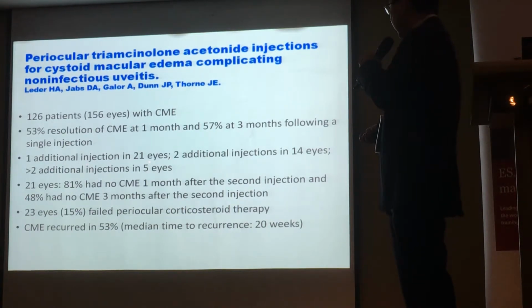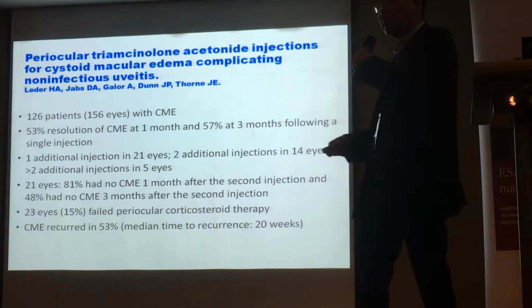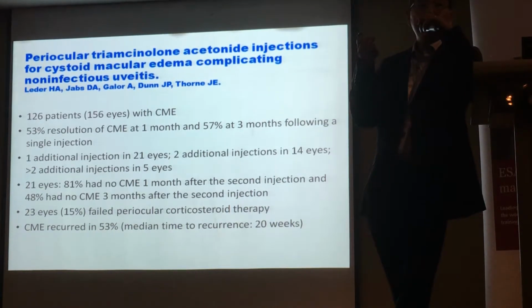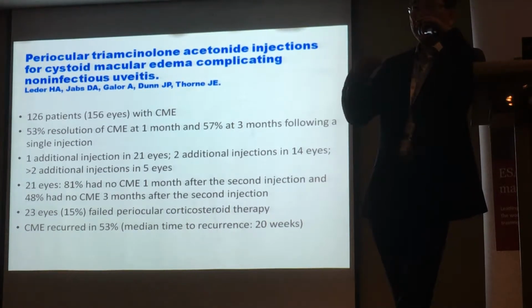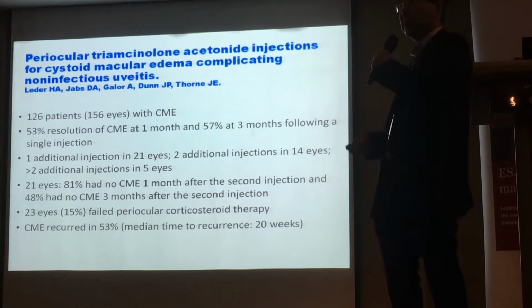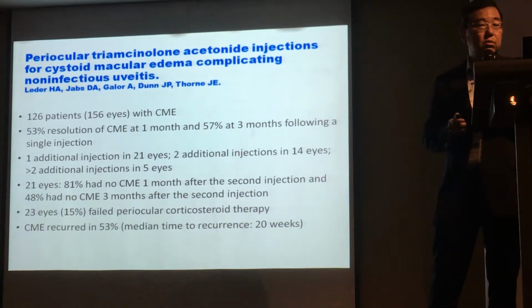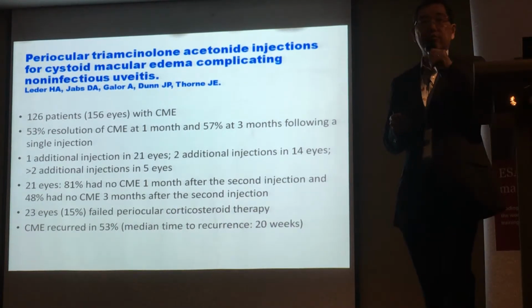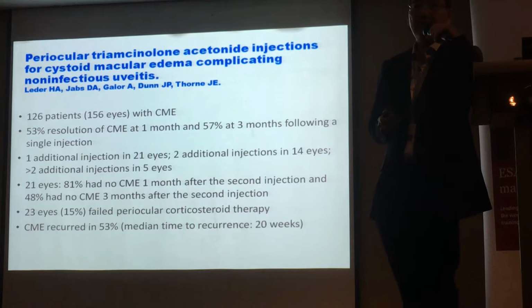1 additional injection in 21 eyes, 2 additional injections. So it does not mean that you have cured the problem. All you've done is to reduce the inflammatory stimulus for the cystic macular edema. You have to be prepared for recurrent or frequent repeat treatment. And even then, 15% failed corticosteroid therapy, and it recurred in 53%. So the recurrence is really very high, and the median time is 20 weeks.